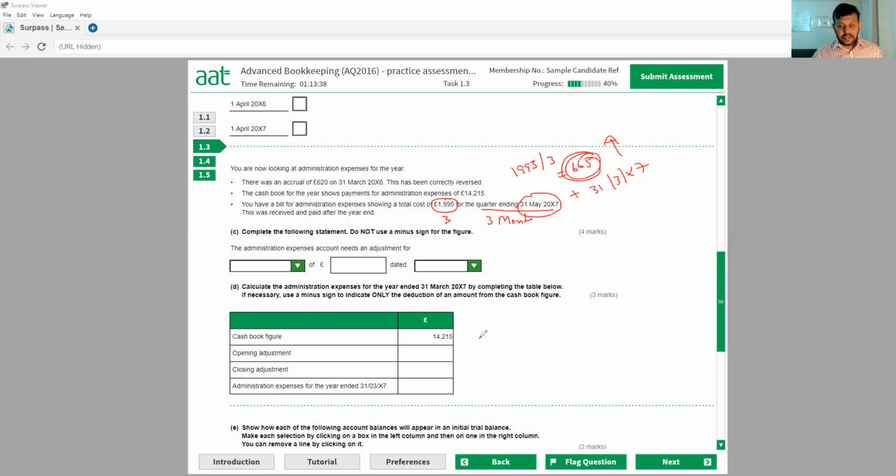So we said, okay, we understand that. So this is our accrued expense. That is 665, dated 31st of March 17, because that financial year, it will still be accurate.